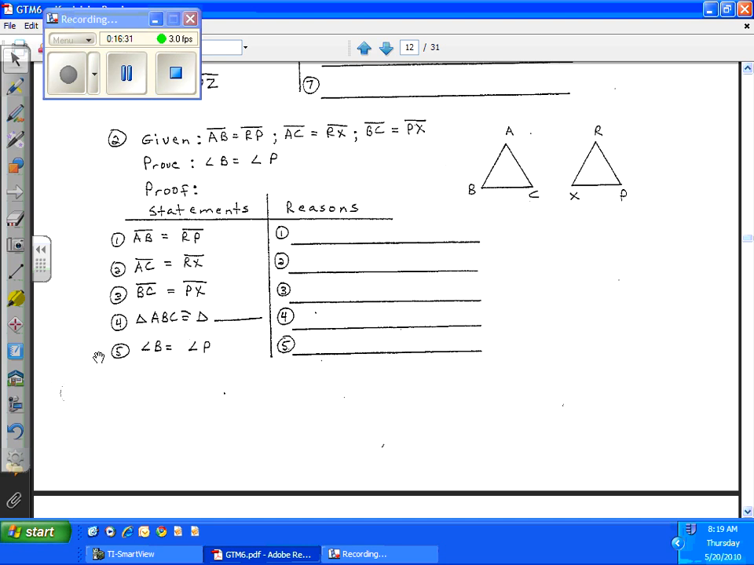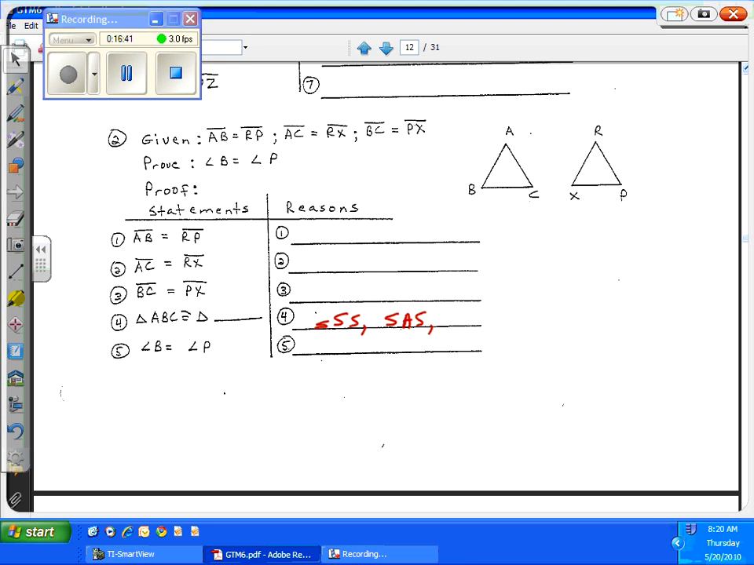Number 2. As we think about ways to prove that triangles are congruent, number 4, you're going to be thinking about things like side, side, side, side, angle, angle. Those are choices of how you would prove that two triangles are congruent. Once you know that two triangles are congruent, you then can say that the other parts of those congruent triangles are equal because corresponding parts of congruent triangles are equal. Okay?